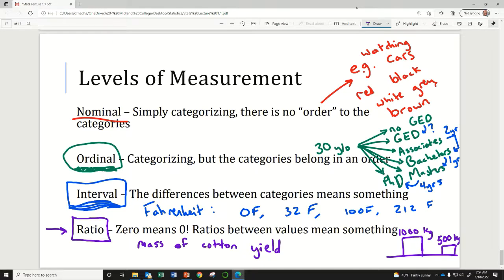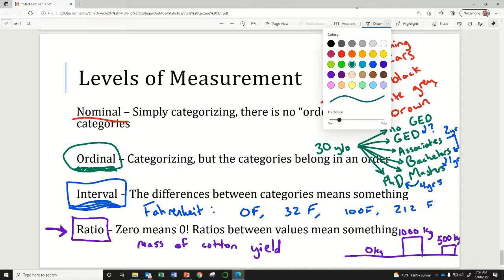And notice that ratio is just like an interval level of measurement, except for this idea that 0 means 0. If you bring in 0 kilograms of cotton one year, that means you actually did not collect anything. And so that's the ratio level of measurement. Again, that's the level of measurement that we like the most because it allows us to do math with it and really dig into the statistical analysis.